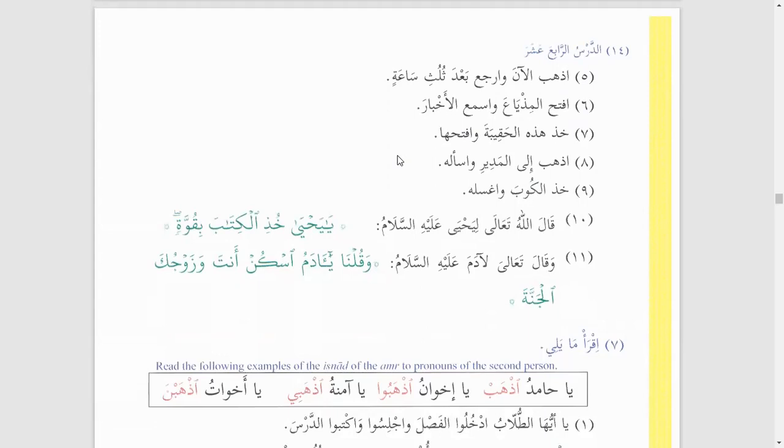اذهب إلى المدير واسأله. Now we see here, we have Hamza over here. That means this is Hamza al-Qati' and it has to be pronounced. Normally the Arabs, in the text, will not put Fatha or Dhamma over there. So we should know from the context whether we should put Dhamma or Kasra over there. Okay, number 9.